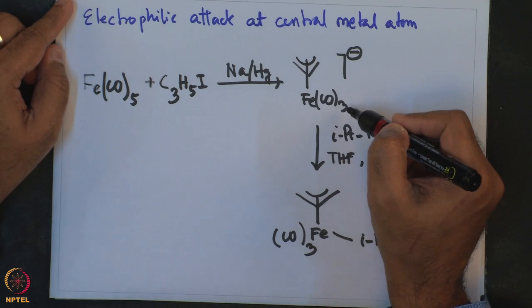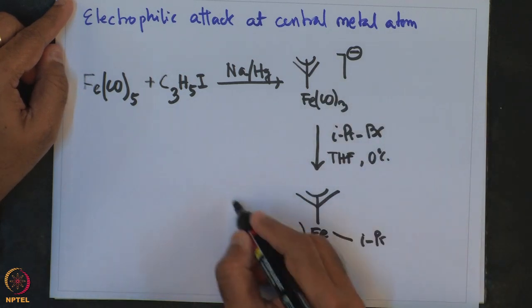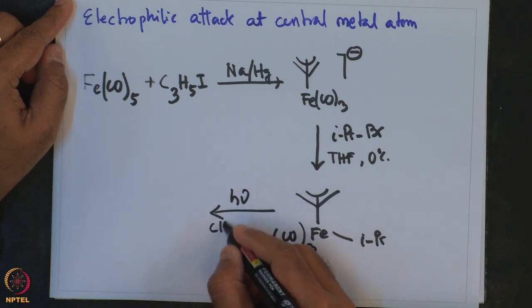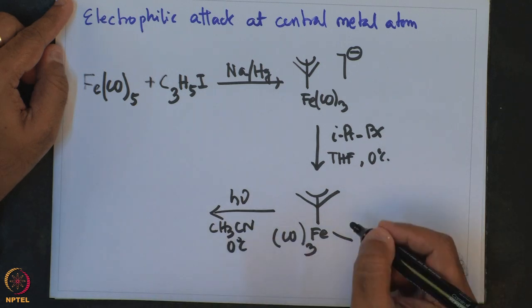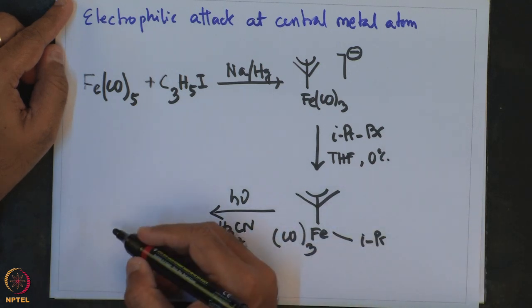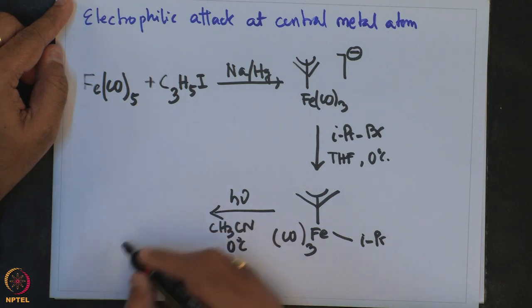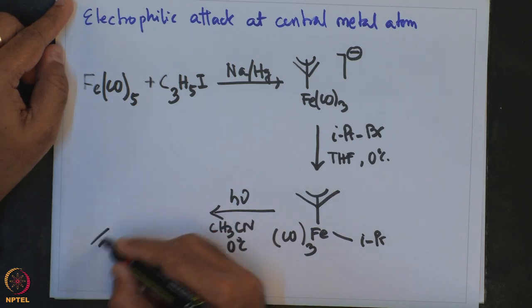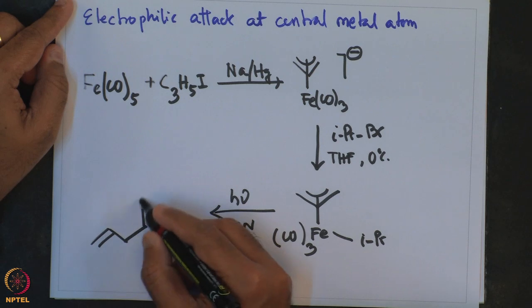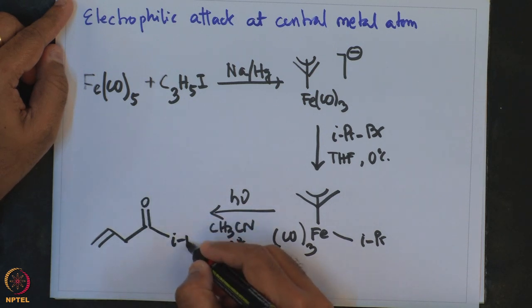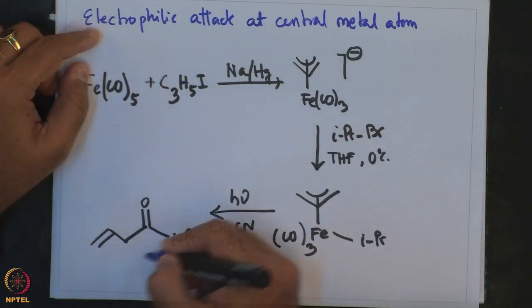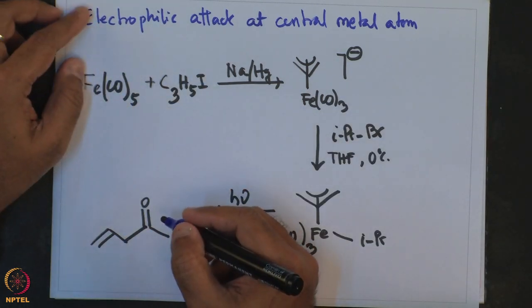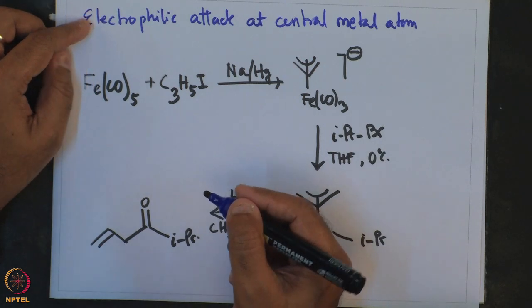allyl iron tricarbonyl anion. Then subsequently, in presence of light and in acetonitrile at 0 degree centigrade, CO insertion occurs along with the formation of this ketone. This is an interesting alpha-beta unsaturated compound and is a useful precursor for many synthons in organic synthesis.